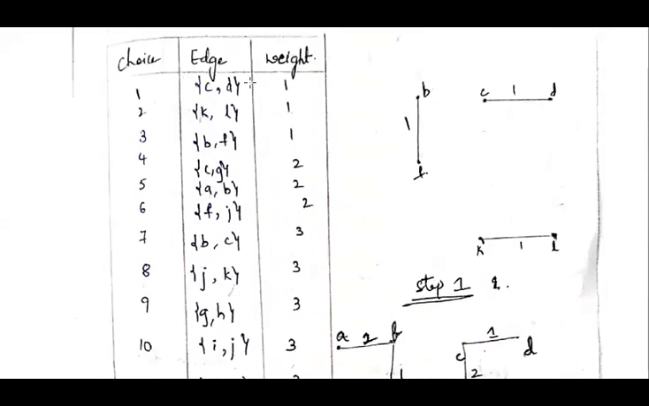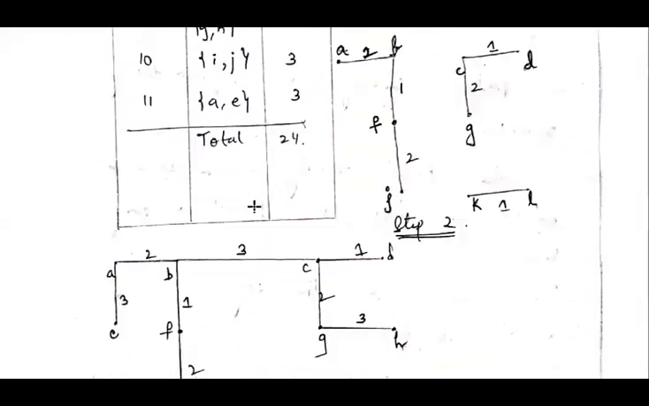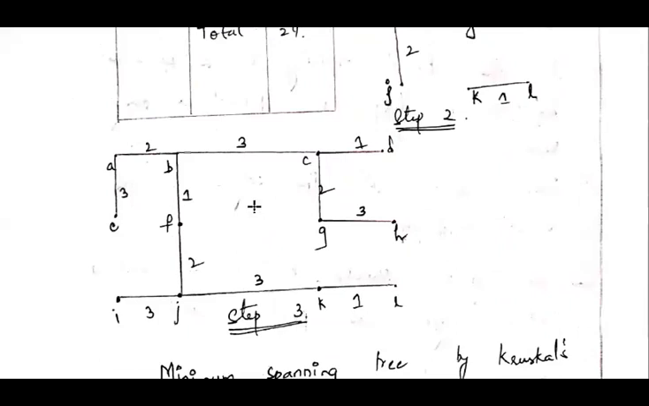Okay. So first you are supposed to select the edges with the minimum weight, then the next edges with the next minimum weight, and this will continue till you add all the vertices to your spanning tree. So this concludes your spanning tree.